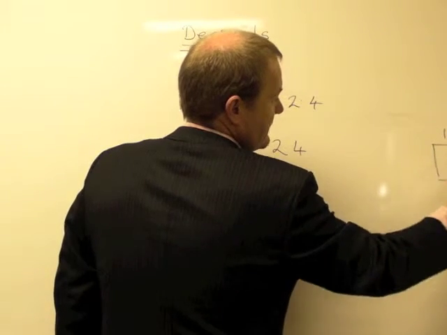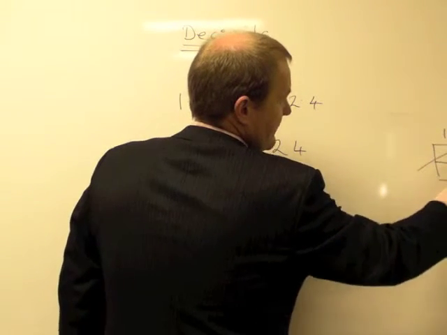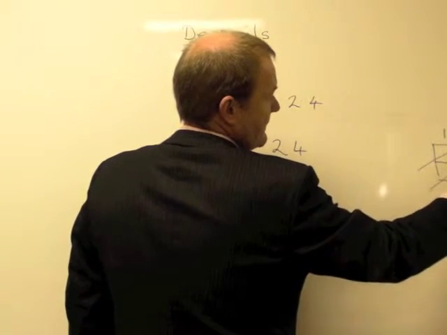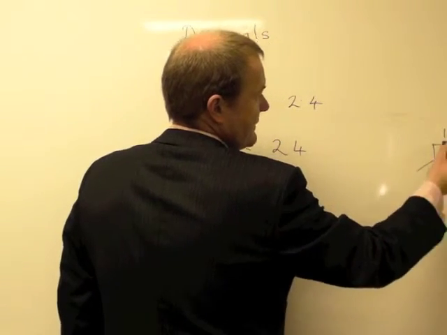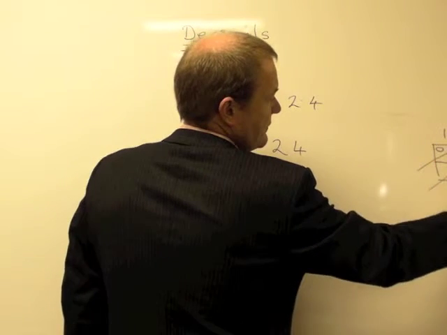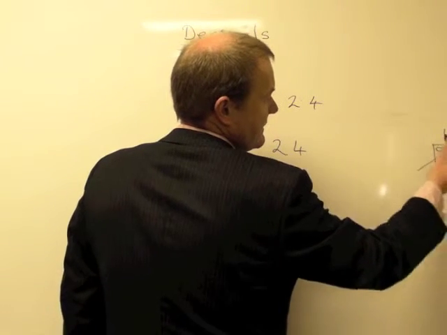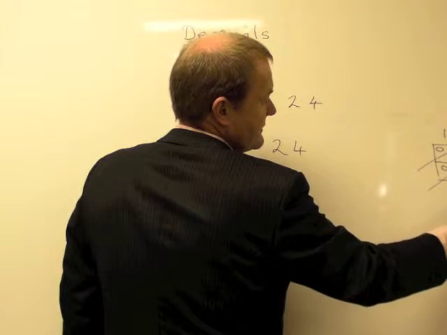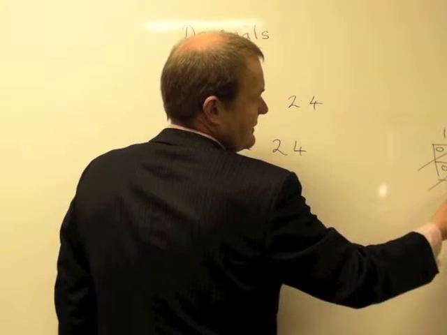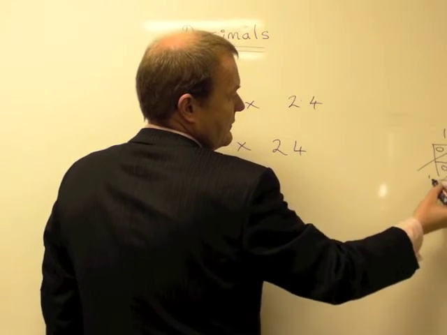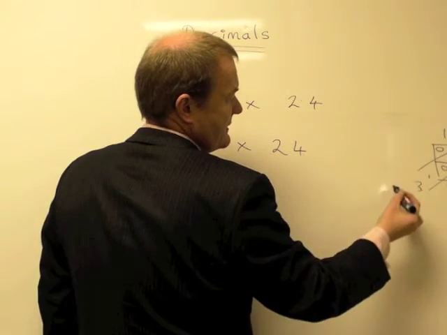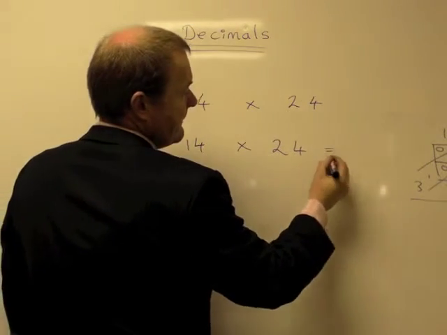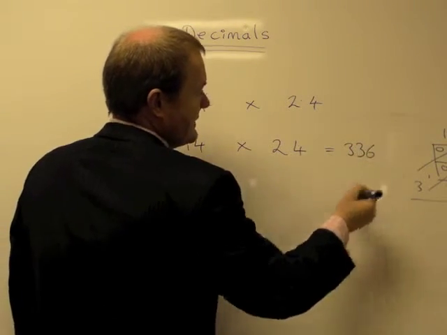I'm going to make my grid. Put my diagonals in. 2 times 4 is 8. 2 times 1 is 2. 4 4s are 16. 1 times 4 is 4. Add up down the diagonals. 6, 8, 9, 13. Carry 1. 2, 3, and that's a 0, 336. So I know that 14 times 24 is 336.